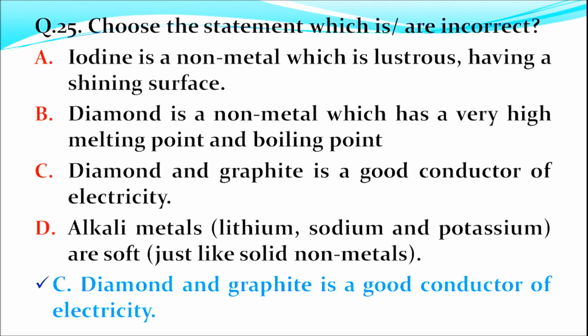Which is incorrect? Option C. Diamond and graphite is a good conductor of electricity. This is the incorrect option, that means this statement is incorrect.